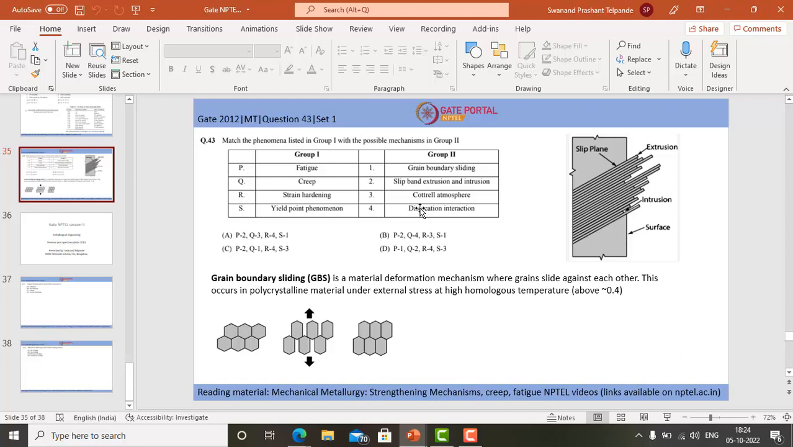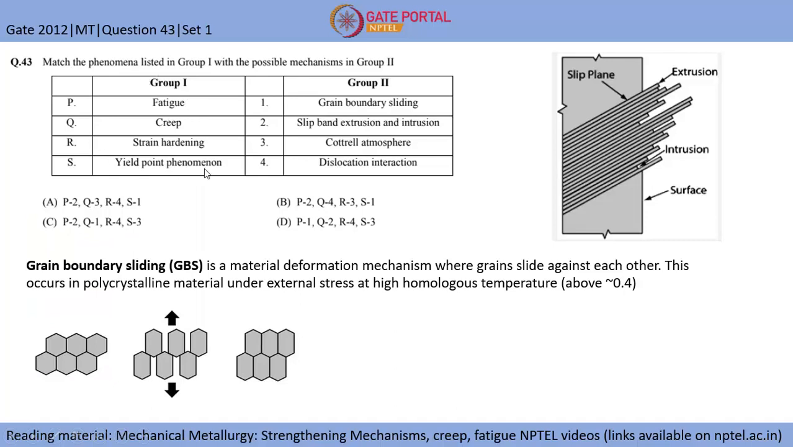In this question it is stated that group 1 is the different phenomena in mechanical behavior. Group 2 is the mechanism which is governing that phenomena. So you have to match the following from group 1 to group 2. Group 1 consists of fatigue, creep, strain hardening and yield point phenomena, and group 2 consists of grain boundary sliding, slip band extrusion and intrusion, Cottrell atmosphere and dislocation interaction. Now you have to match the correct phenomena with the underlying mechanism. I will give you 2 minutes, you just try to answer it.